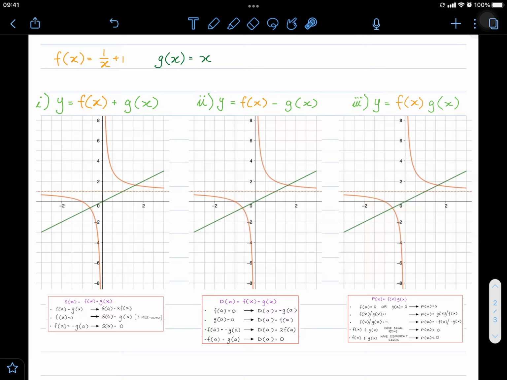Hello class, this is the last example for the sum, difference, and product of two functions. And here are the two functions we're going to be applying it to.